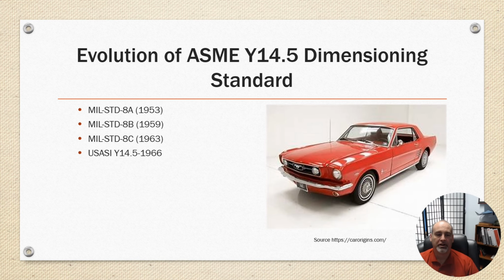Fast forward to 1966, the military got sick of maintaining standards, so they started spinning them out. And a federal agency, for a short time, controlled the standard, which is the USASI. And it's when the designation Y14.5 was adopted in 1966. The most popular car sold that year was the 1966 Ford Mustang.